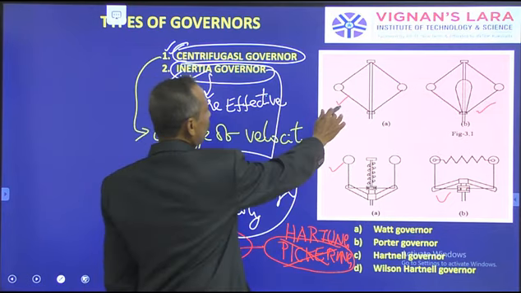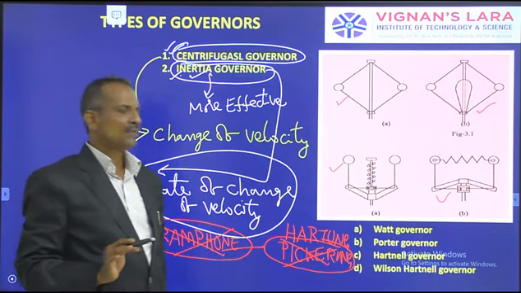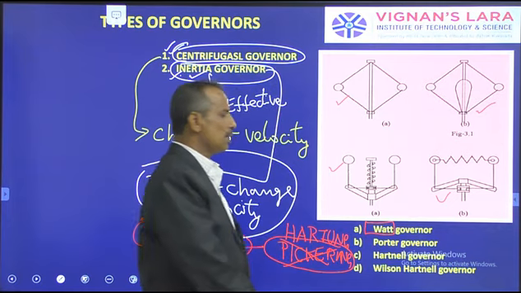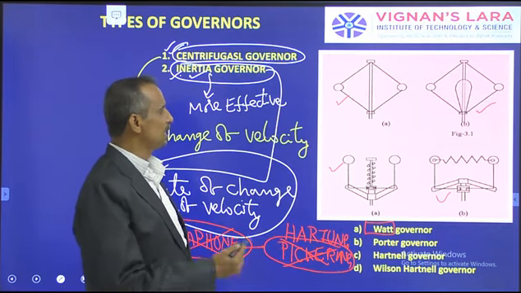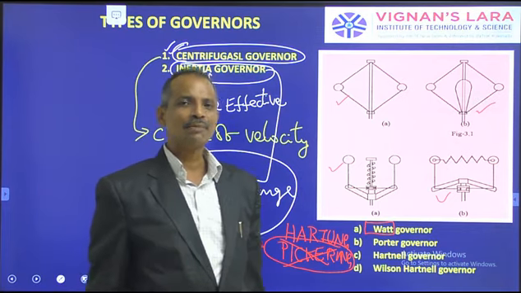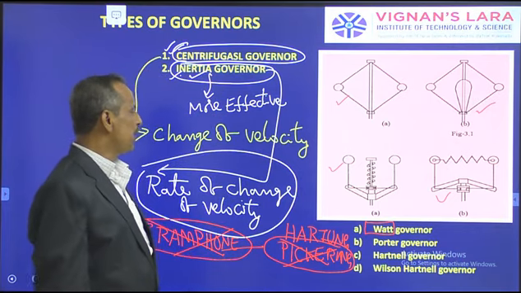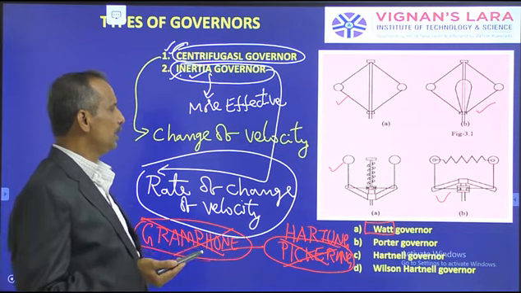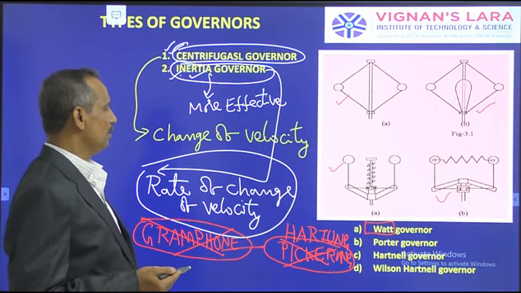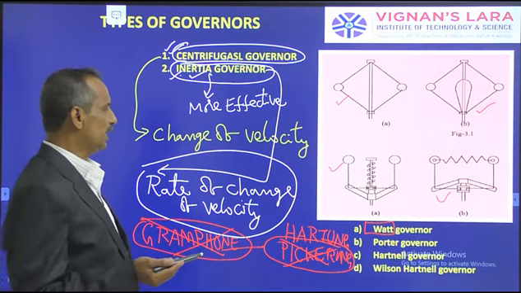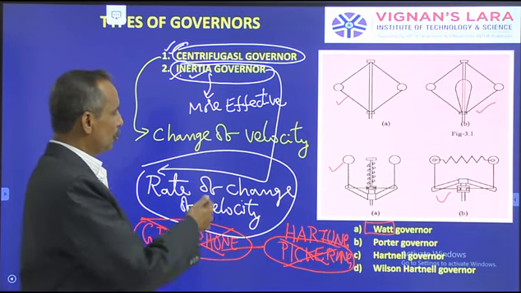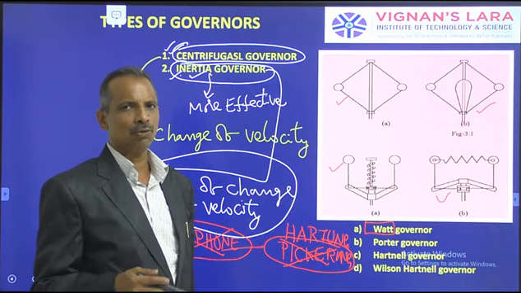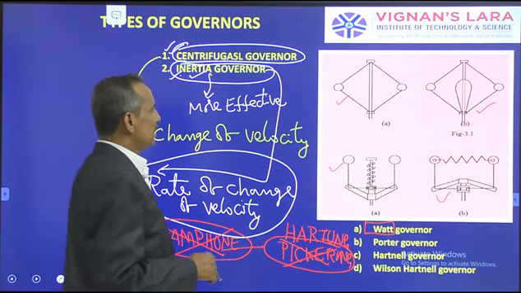Here, the first and foremost governor is a watt governor. This name is given because it was used during the period of steam engine operations, where the speeds of the engines were very, very low. So for those low speed engines, the governor used at that time was a watt governor. I will show you in the subsequent discussion why this type of governor is not used nowadays.